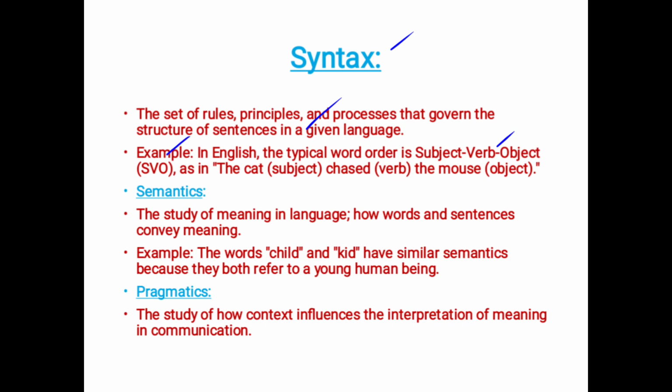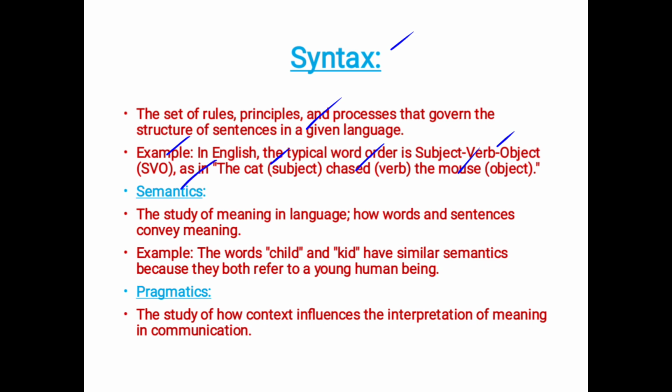It is also called SVO. As in, the cat is the subject, chased is the verb, the mouse is the object. So it means there is a proper sequence of the sentence. I can't put the verb first, or the subject second, or the object second. There is a specific organization of the sentence. The cat chased the mouse. The cat is the subject, chased is the verb, and the mouse is the object.